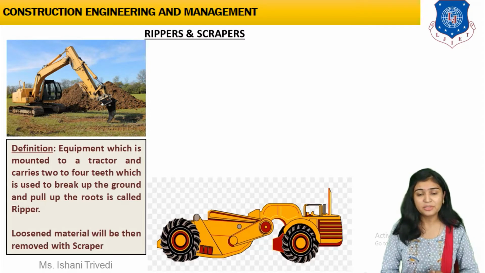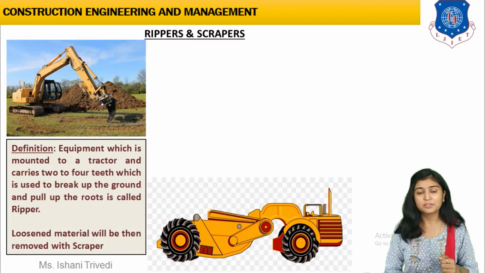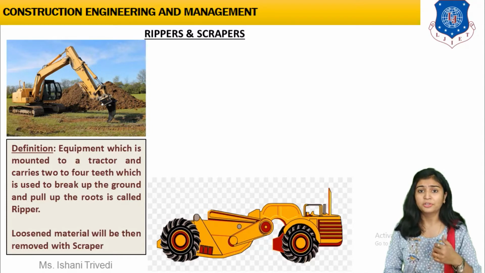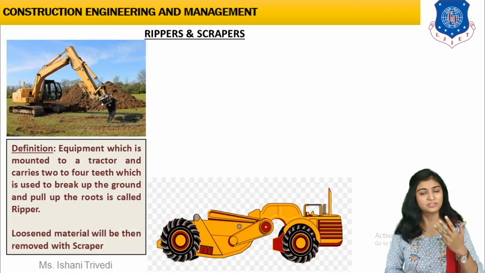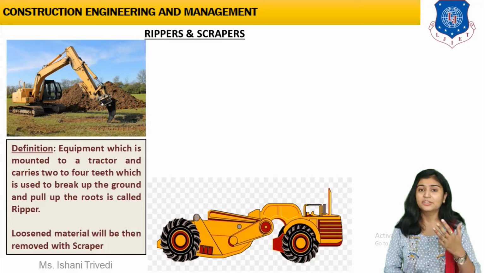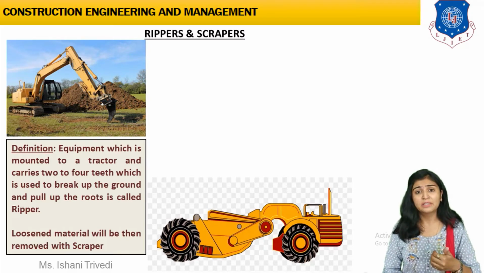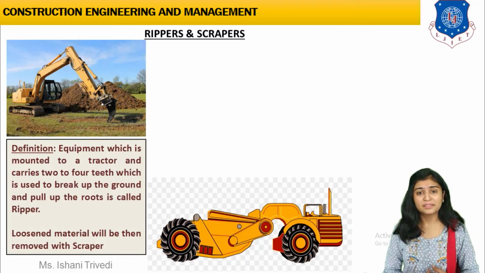Can you see it in the image over here? In the very first image on your left, you can see that it is mounted with 1 tooth, right? The blade which you can see mounted, that is your teeth. We are going to call it teeth, and that is your example of a ripper. So a ripper is equipment mounted to a tractor with 2 to 4 teeth, in general 3 teeth, and it is used to break up the ground and pull up the roots. So we are not only dealing with boulders or rocks, we are also breaking up the roots of plants present inside. To rip off everything we use the equipment called rippers, right?